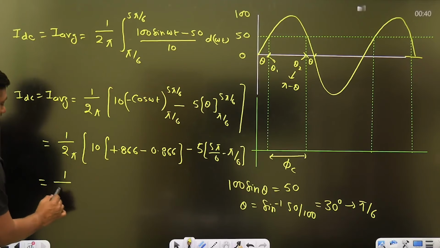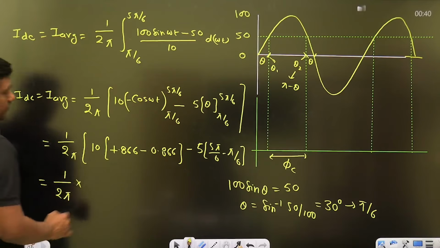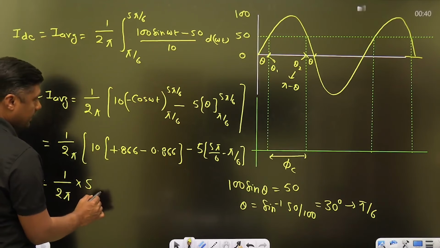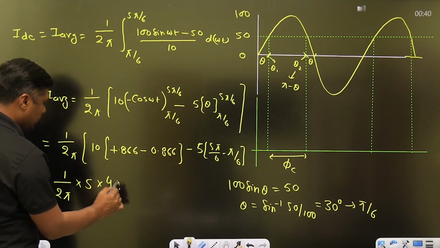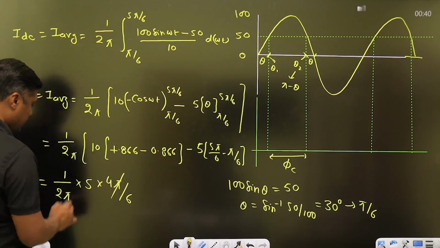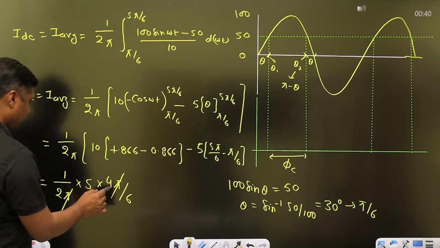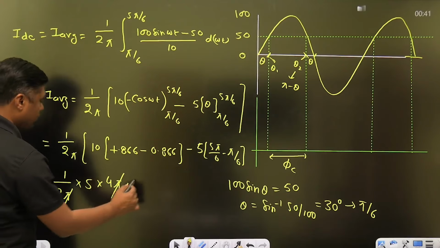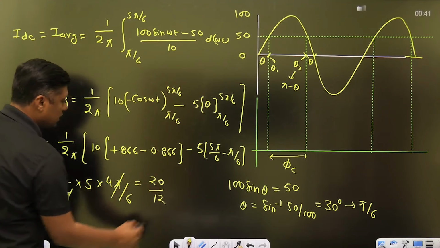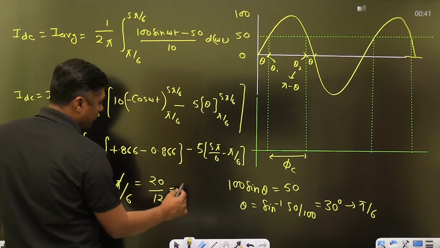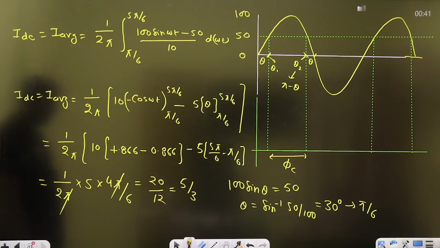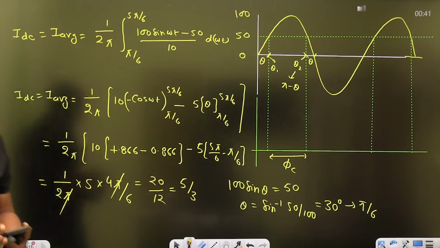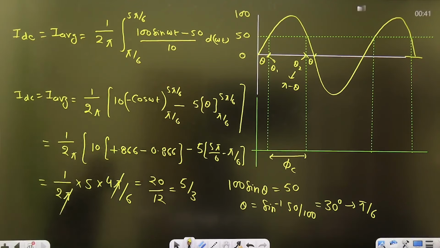It will become 1 by 2 pi into 5 into 4 pi by 6. Check my calculation. 4 pi by 6. This pi is cancelled. 5 into 4, 20. 20 by 12. That is nothing but 5 by 3. I think 5 by 3. What is the 5 by 3? Okay, please check my calculation, guys. I am just going to check the answer.